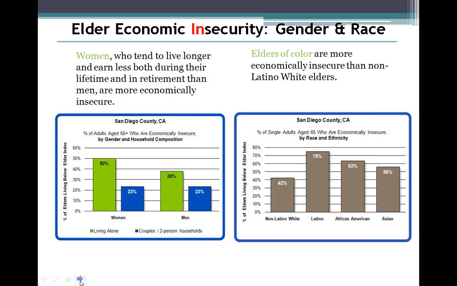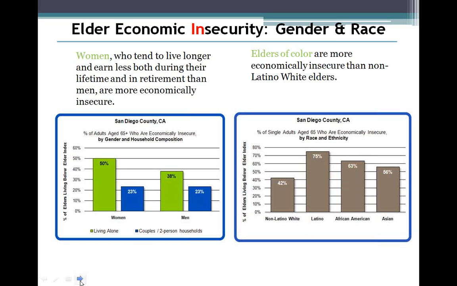And when you look at communities of color, elders of color are less economically secure than non-Latino white elders. And again, taking a look at just San Diego County, you see that 3/4 of Latino elders, followed by 63% of African American elders and 56% of Asian elders, are living below the Elder Index. However, that's compared to still a fairly high number of non-Latino white elders who are living below the Elder Index.